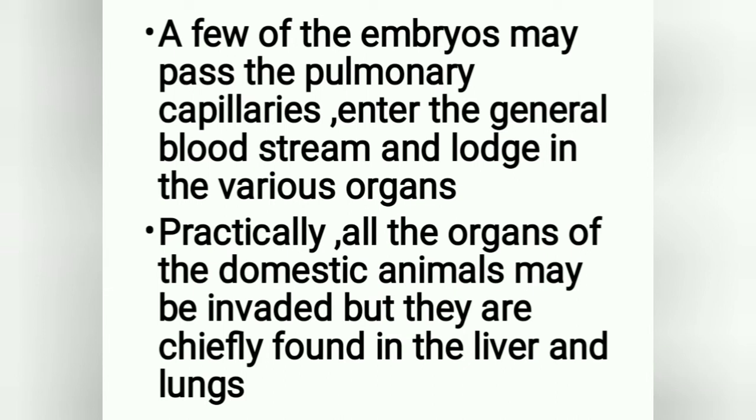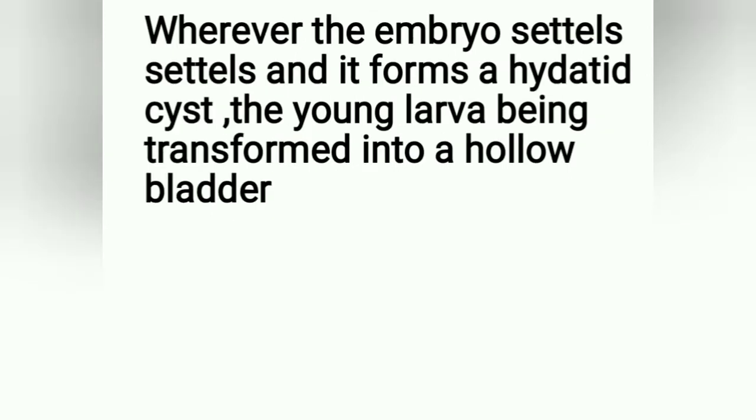A few of the embryos may pass the pulmonary capillaries, enter the general bloodstream, and lodge in various organs. Practically all the organs of the domesticated animals may be invaded, but they are chiefly found in the liver and lungs. Wherever the embryo settles, it forms a hydatid cyst, the young larva being transformed into a hollow bladder.